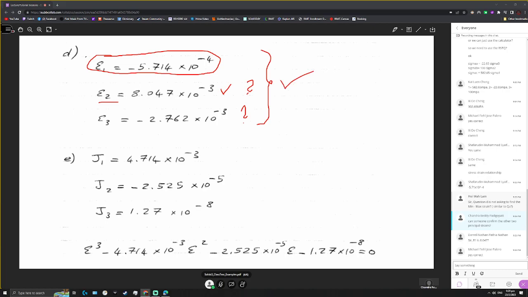Okay, so this is how you can convert the principal stresses into principal strain. So you have now the principal strain tensor. Your principal strain tensor will be negative 5.714 multiplied by 10 power minus 4, then 0 and 0. So here you'll have 0, then the second value will be 8.047 into 10 power minus 3.